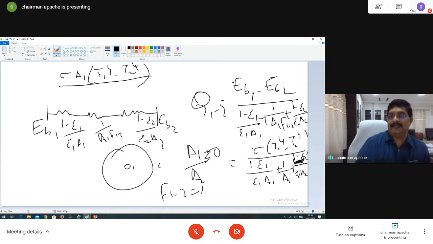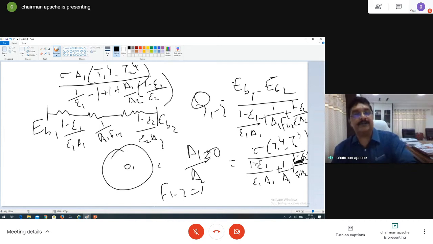divided by what is remaining now: 1 by epsilon 1 minus 1, ఇక్కడ 1 minus epsilon 1 కదా, so divided by epsilon 1. A1 I have taken it out, minus 1, ఇక్కడ A1 already తీసేసాను, so therefore plus 1. ఇక్కడ ఏమవుతుంది, A2 is already there, plus A1 common తీసుకున్నాను కాబట్టి it becomes A1 by A2 into (1 minus epsilon 2) divided by epsilon 2 అవుతుంది.